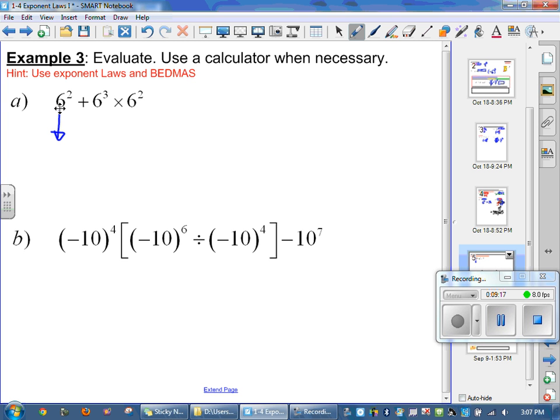And I'm going to add it to what I combine when I do this last part of my question. The last part of my question, they are multiplying, so yes, I can use my rules, and I can add my exponents because I have the same base. So that's going to give me 6 exponent 5. Now I have to solve the 6 exponent 5. So I have 36 plus whatever 6 exponent 5 gives us.